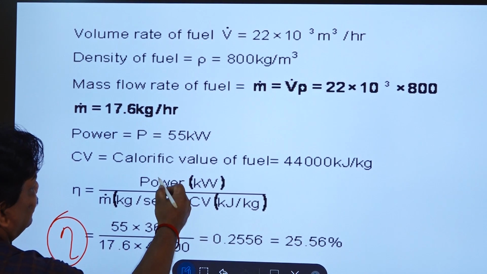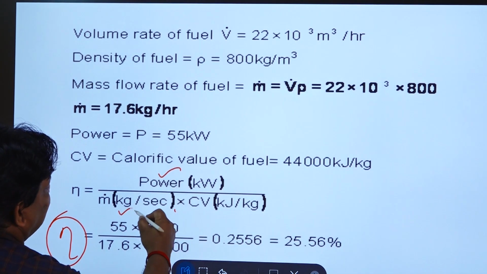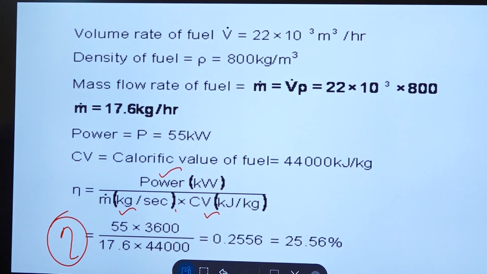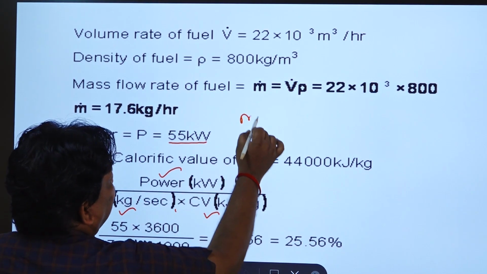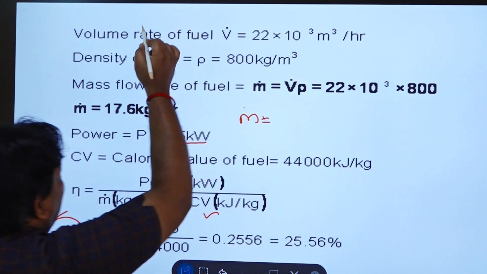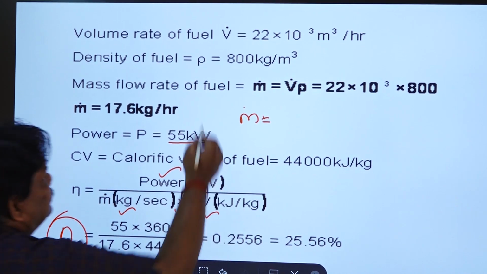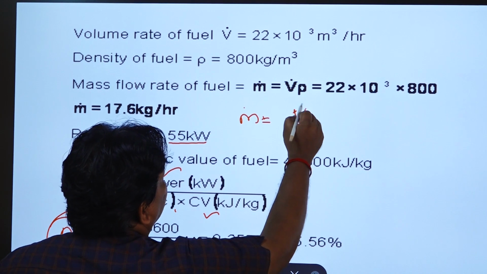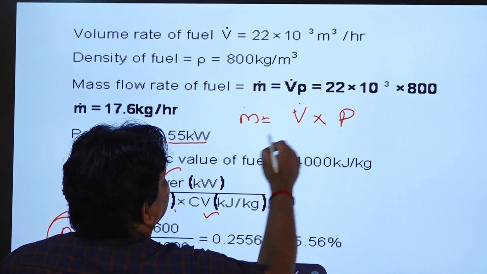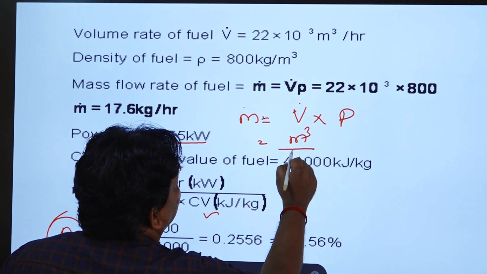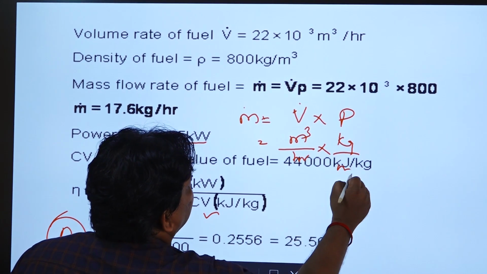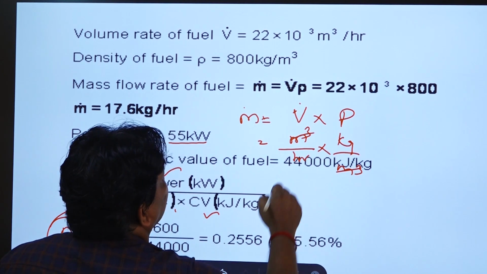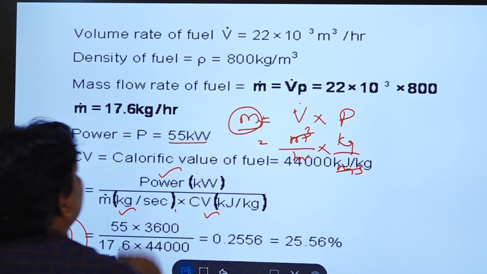We know all these formulas. Is power given to you? Yes, power is given to you, it is 55 kilowatt, and m dot is the mass flow rate. So what is the mass flow rate? You have to find it from the data. The volume flow rate is given, in meter cube per hour, and density is given in kilogram per meter cube. So cancel these two, you will get it in terms of kilogram, that is nothing but mass.